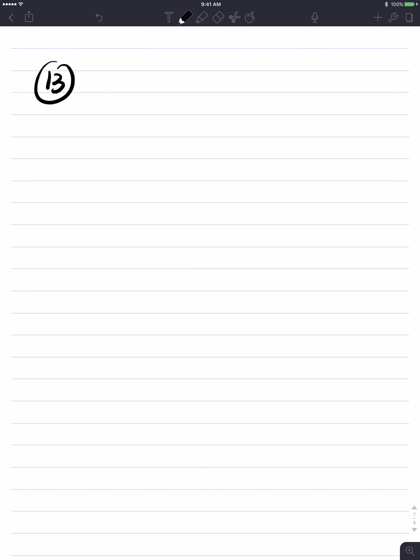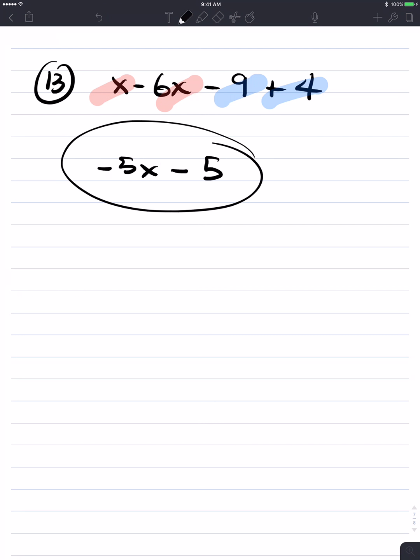Number 13. x minus 6x minus 9 plus my 4. x and x, these terms are like. Negative 9 and 4, they are like. If I have an apple and I owe 6 apples, I owe 5 apples. Negative 9 plus 4, if I owe $9 and have $4, I'm going to owe $5. We have combined like terms.